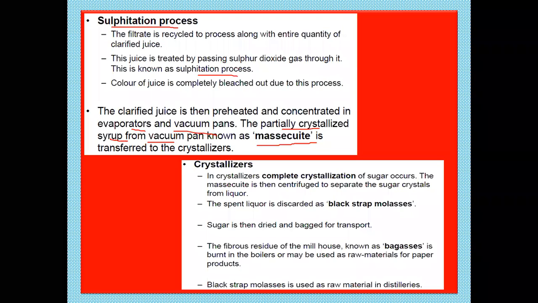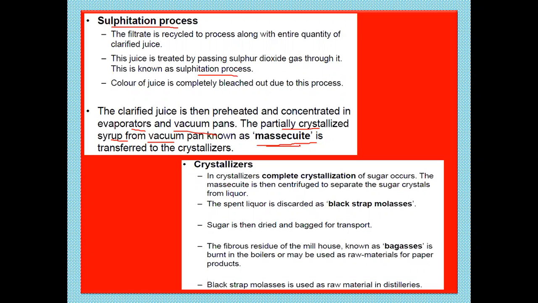The syrup, which is nothing but a pakam from a vacuum chamber, is known as massecuite. Massecuite is nothing but a pakam-like syrup. Then these are transferred to the crystallizers. Next, what happens in the crystallizers? In the crystallizers, complete crystallization of sugar occurs.